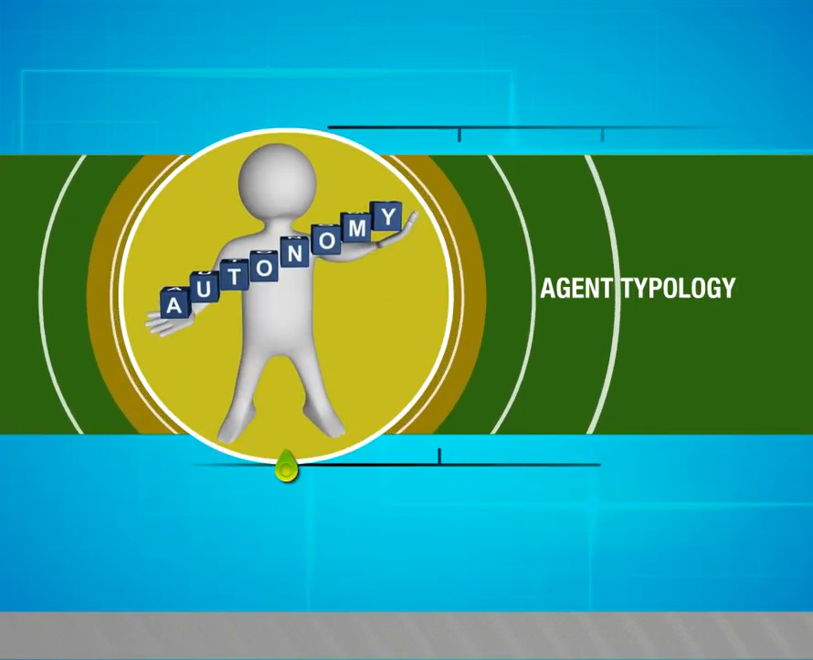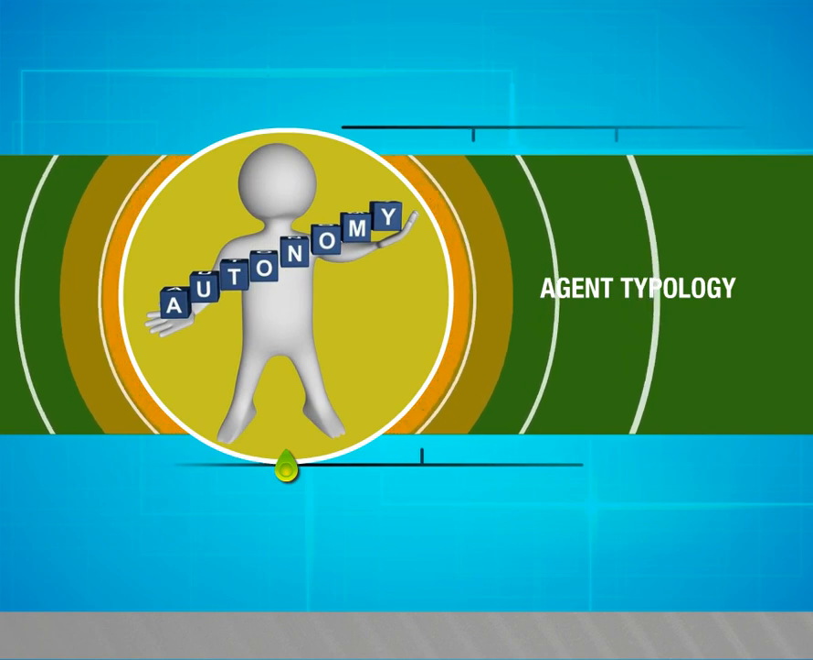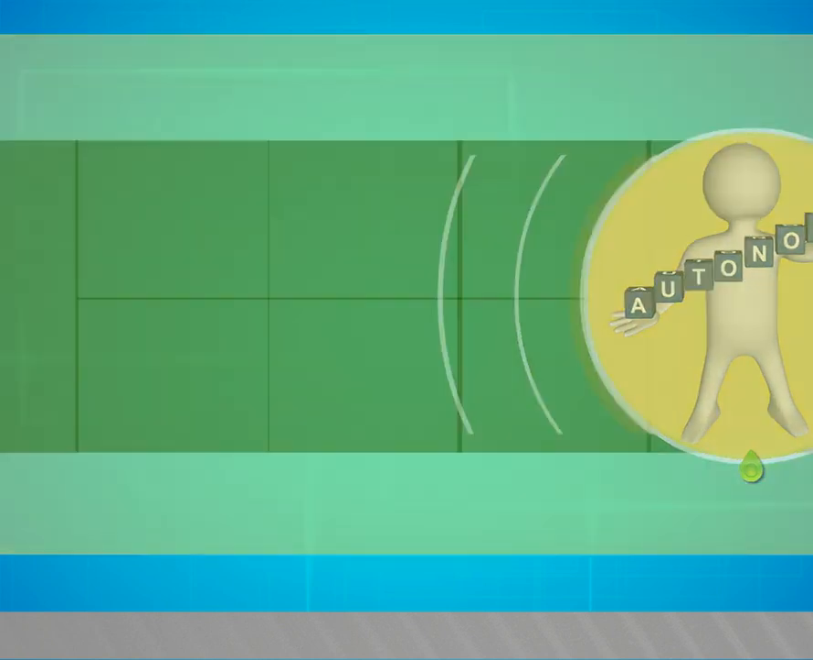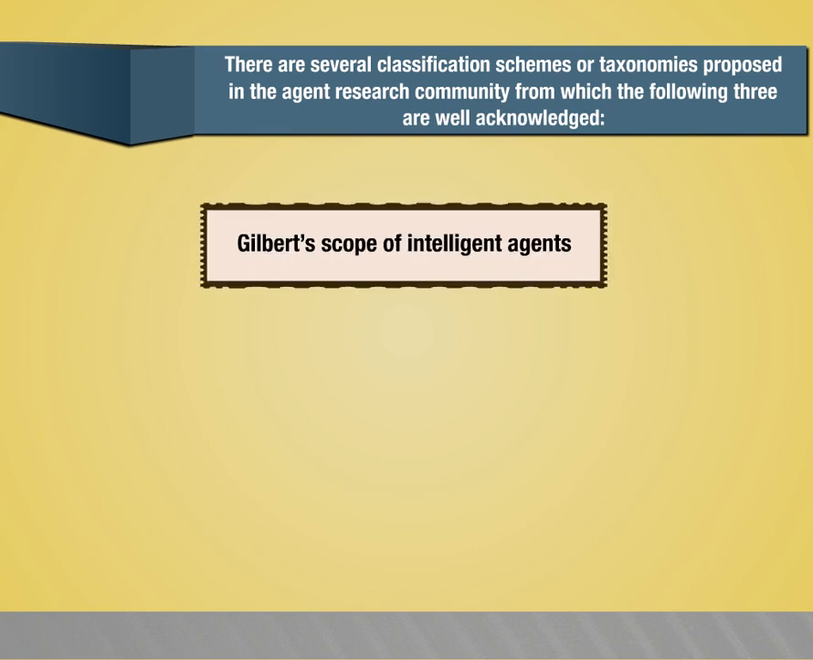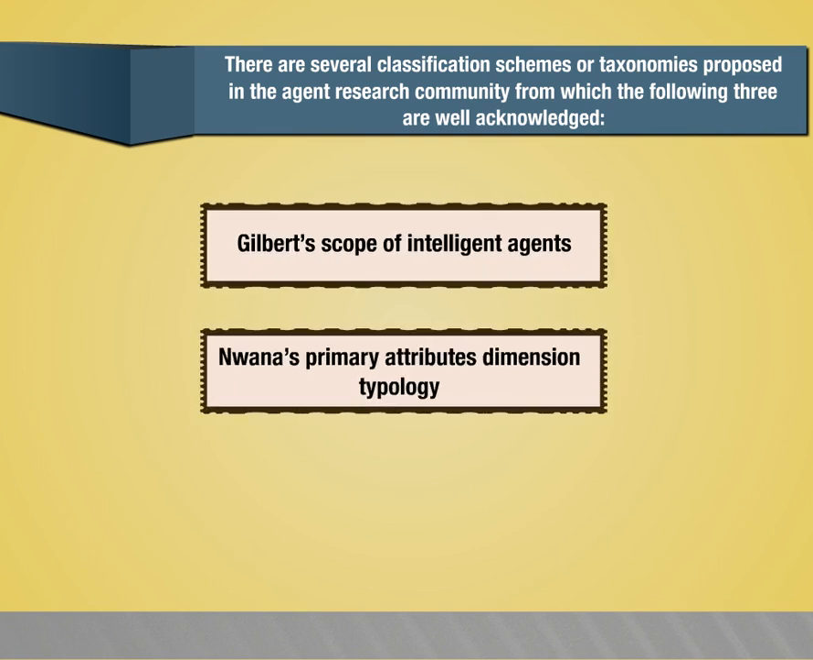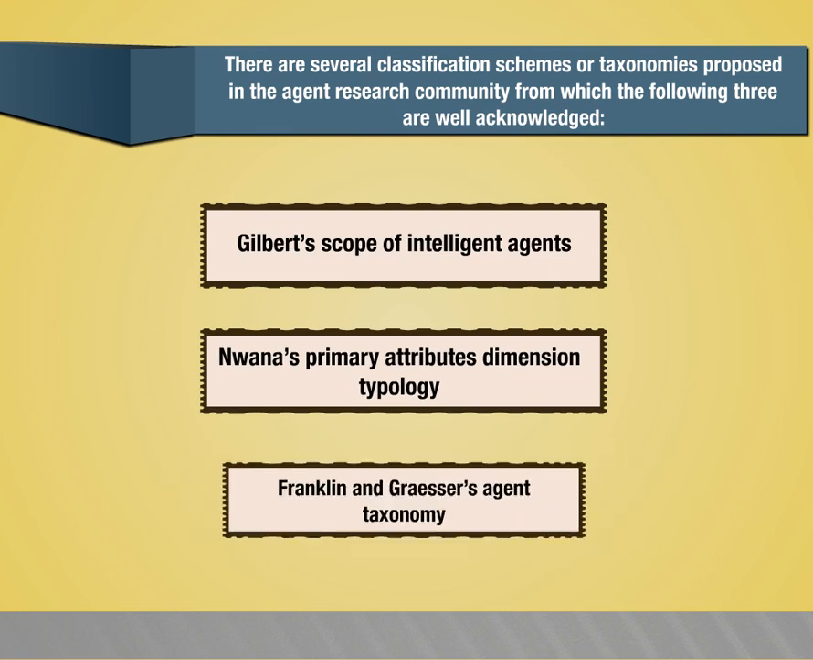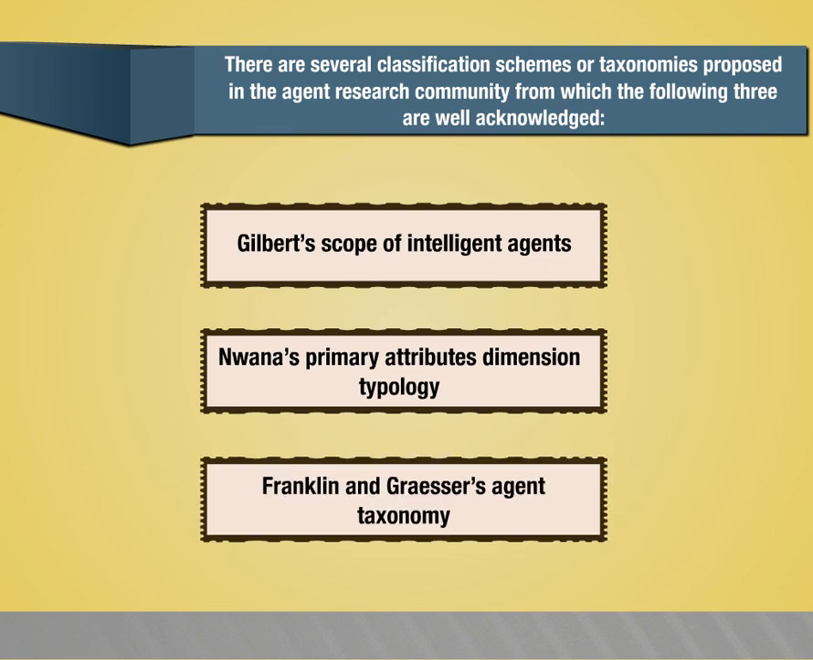Agent typology. In this video, we are going to see about agent typology. There are several classification schemes or taxonomies proposed in the agent research community, from which the following three are well acknowledged: Gilbert's scope of intelligent agents, Nuana's primary attributes dimension typology, Franklin and Gracier's agent taxonomy.